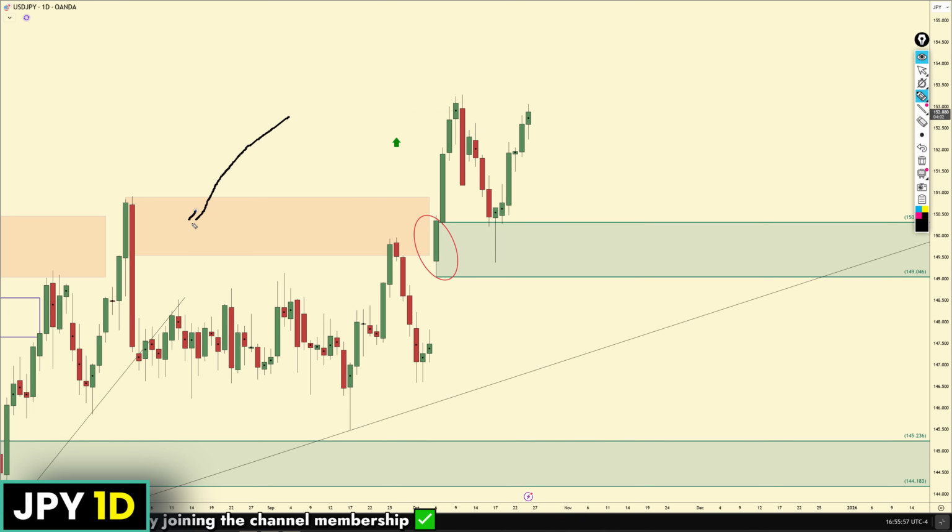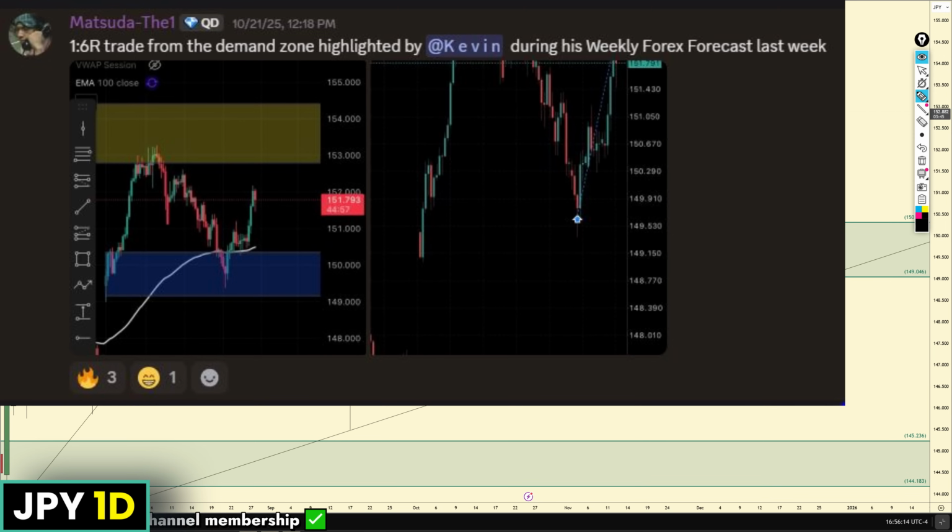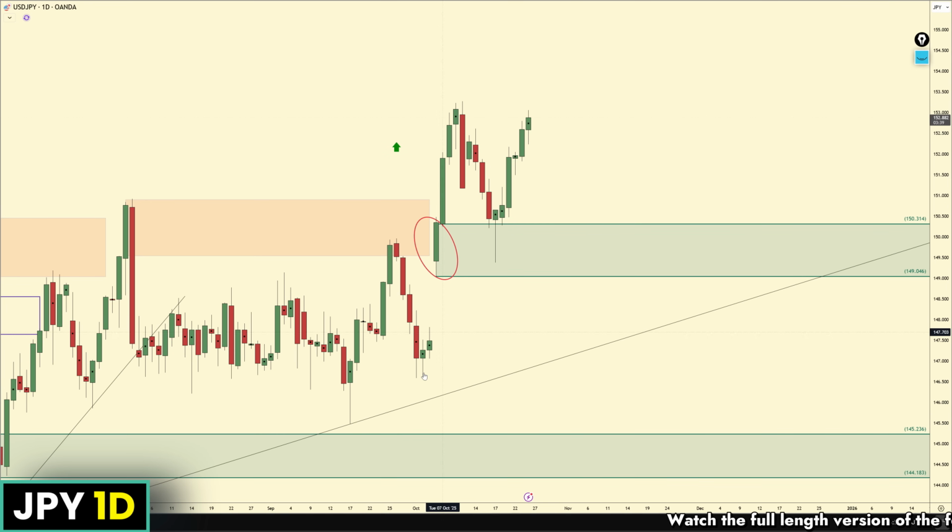You guys know we removed this daily supply, proven supply. That was removed by this little single candle area of demand, hidden demand zone. This was called out a couple weekly Forex forecasts ago. So you can go back, and you can see on the screen right now, but you can go back and see all the evidence you need. And actually, one of the members caught a beautiful 1 to 6 trade off of that demand zone as we came off of it. So congrats to him on a beautiful trade.